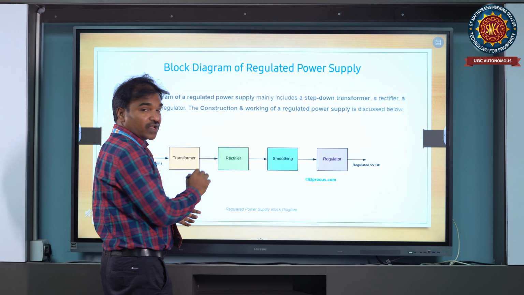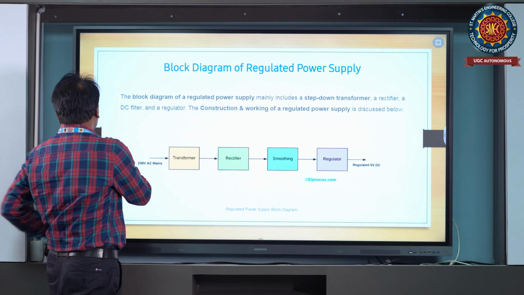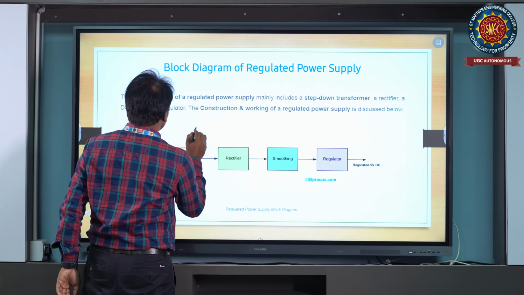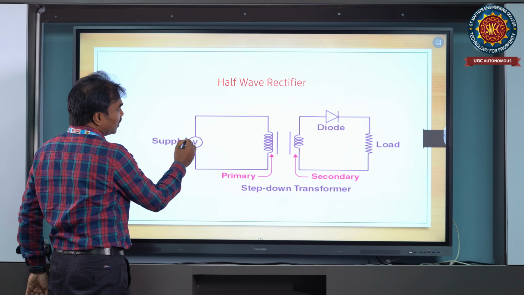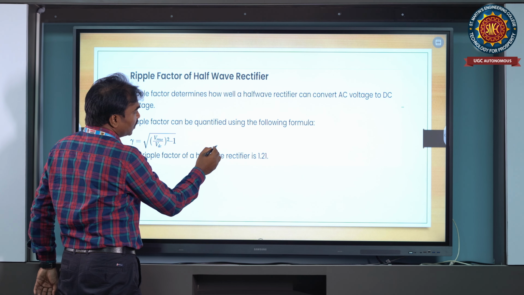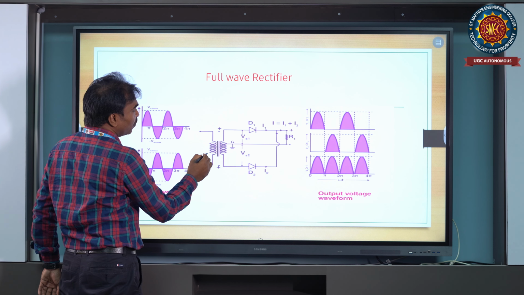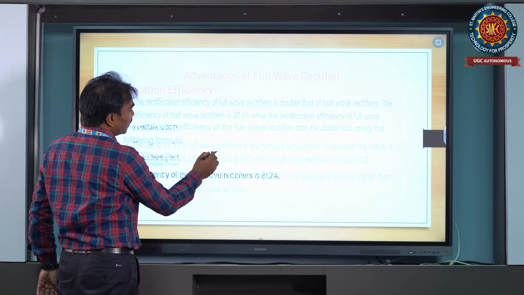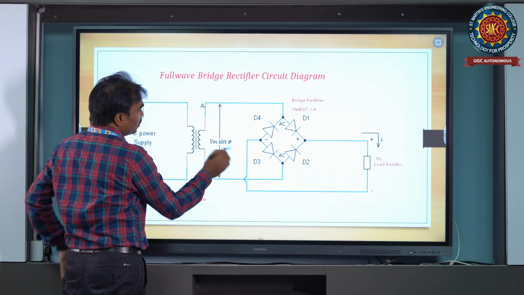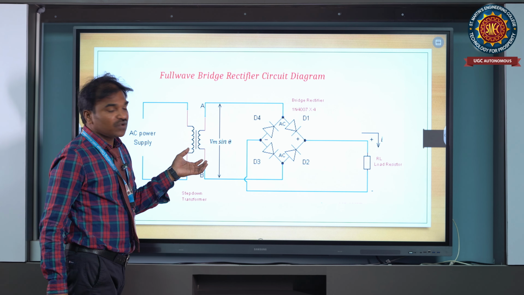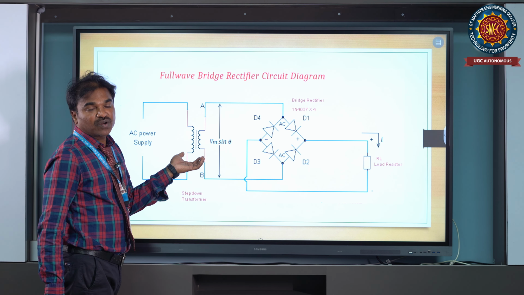In the bridge rectifier, totally we are using 4 diodes. In the bridge rectifier we are using 4 diodes. Here we are using only a step down transformer.